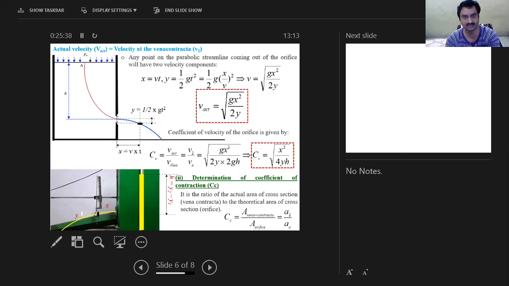For the time being, I've just defined C_C, but I'm not going to calculate C_C now. The difficulty I've told you: the cross-sectional area of the orifice is known to me, but the cross section of the vena contracta is not known to me. That is why I'm not calculating directly, but indirectly. That I will show you in the next slide. I hope this slide is clear. Coming to the next slide.